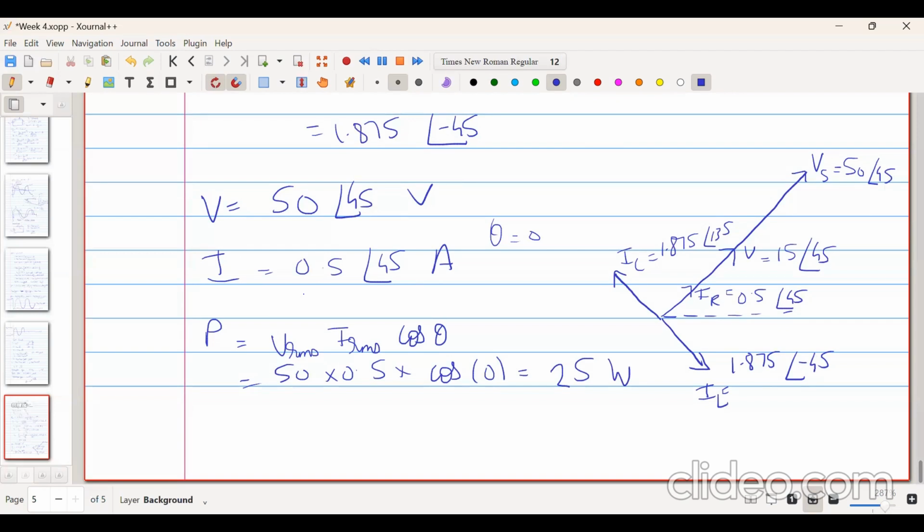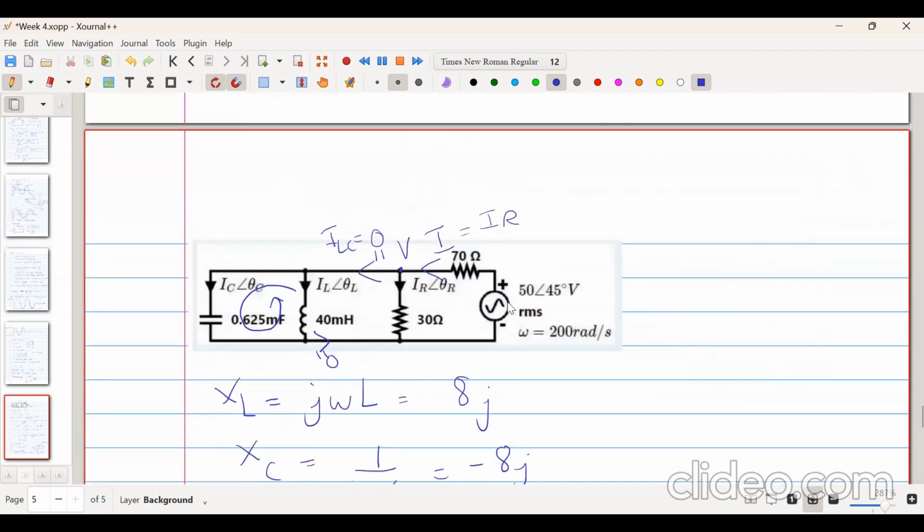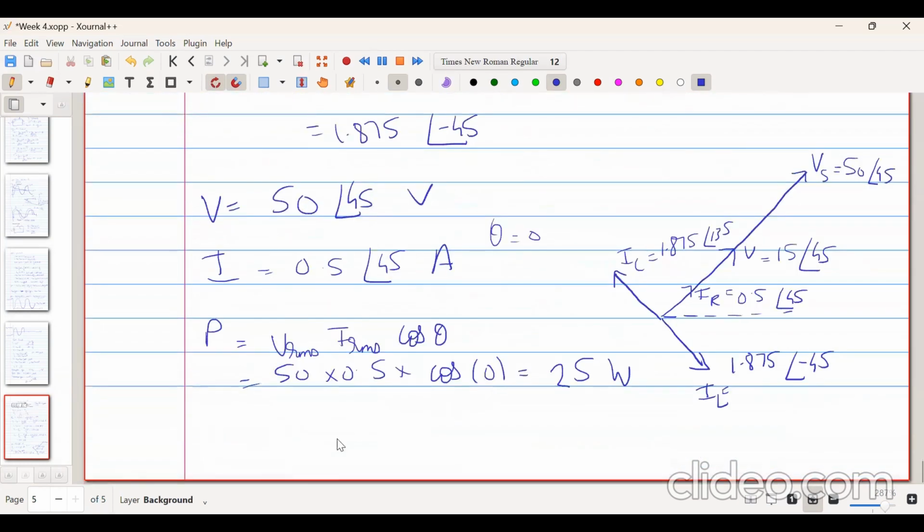You must remember that when we write in phasor form, we usually write the RMS value. Over here, they are giving the RMS value, not the peak value. So the peak value will be equal to how much? Vrms is V peak by root 2, so V peak is Vrms into root 2. V peak is the maximum voltage or current. So now we got the active power to be 25 watts.